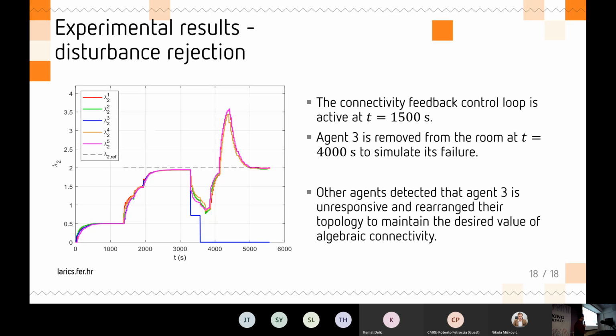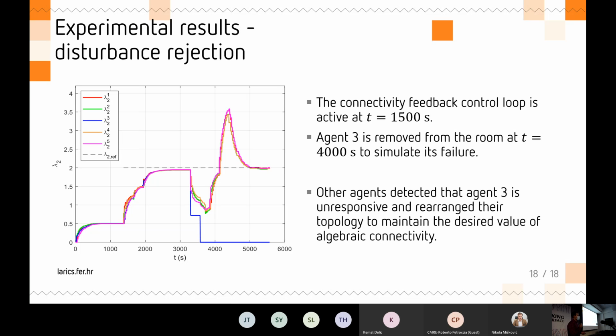And finally, we also made the experiment with a failing agent. So somewhere around here at 3,500 seconds, I took the aMussel robot and removed it from the room, so it wasn't able to communicate with others. It took some time for others to discover that the agent is missing. But as soon as that happened, the connectivity started to go again further. You can see that there are some overshoots, but this is consistent with the simulation as well.